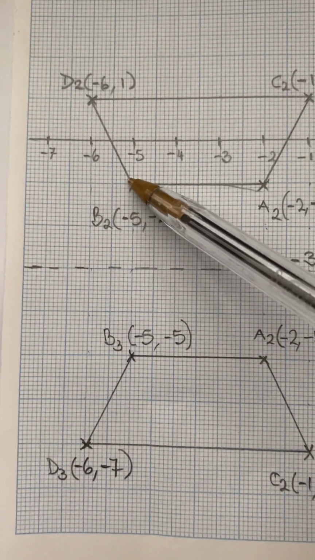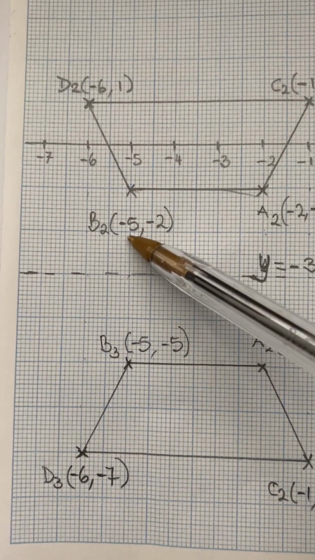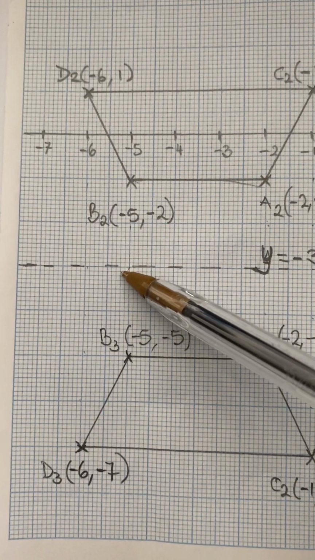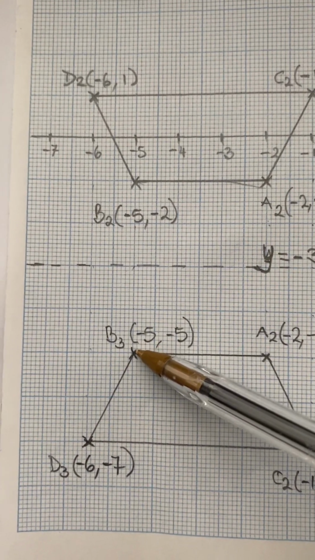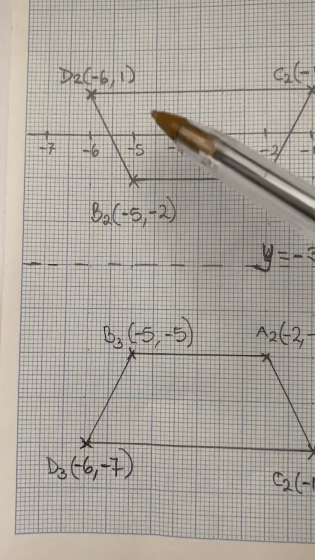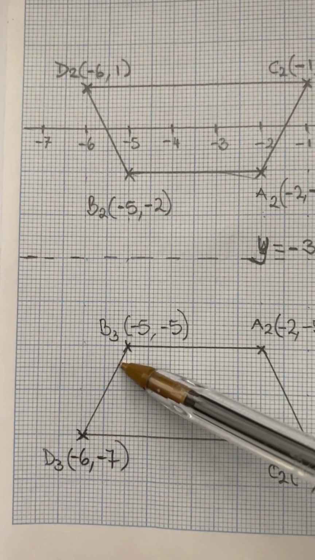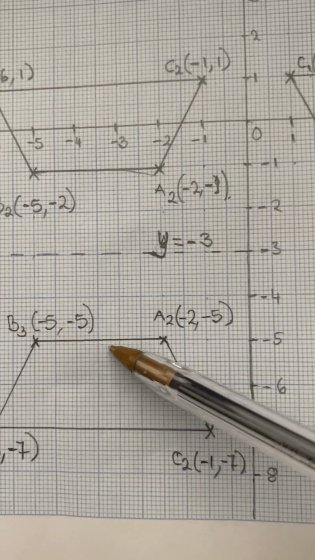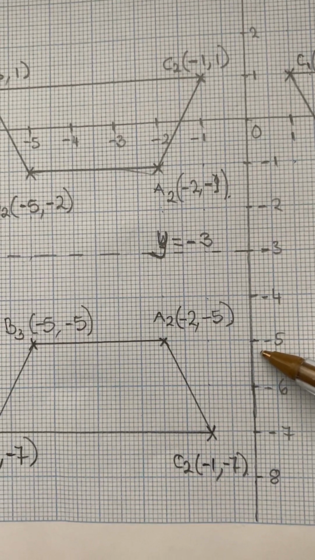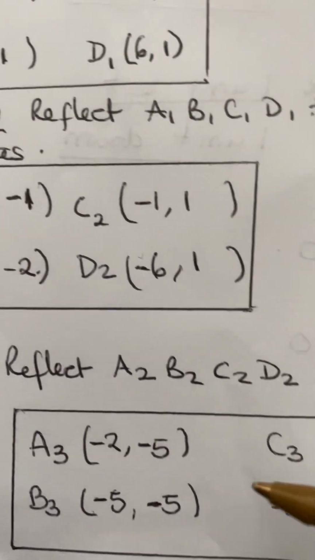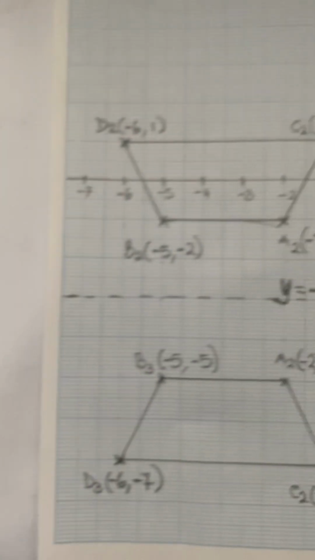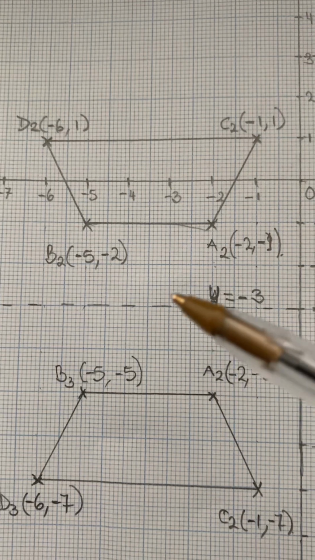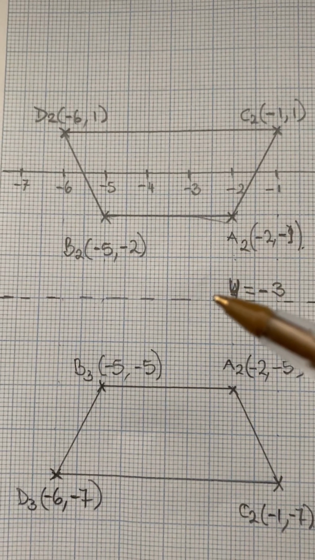B3, B2 to B3, 1, 2. So 1, 2. So this will be B3, which will give us -5 for x and -5 for y. So we list it. Okay, if you do this systematically, you can't go wrong.